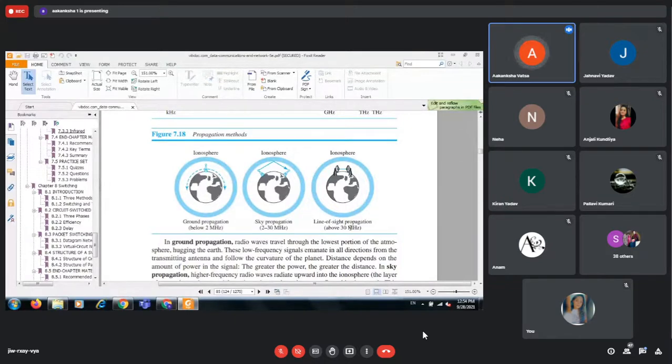Then in the third case, line of sight propagation, the two towers are in alignment. They are aligned to each other, basically in front of each other, in line of sight. Suppose you have two buildings facing each other, and on top of one building you have a transmission tower, and on another building you have a reception tower. The sender and the receiver are in line of sight, so they should not have any interference due to the Earth's curvature.